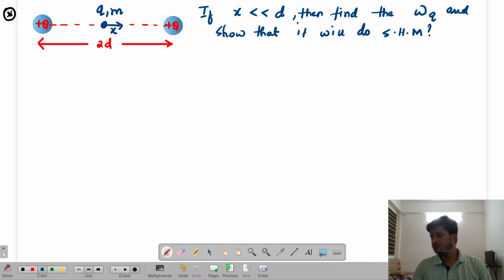We'll find the angular frequency if it does the SHM. So first you have to find whether it is going to do the SHM or not.